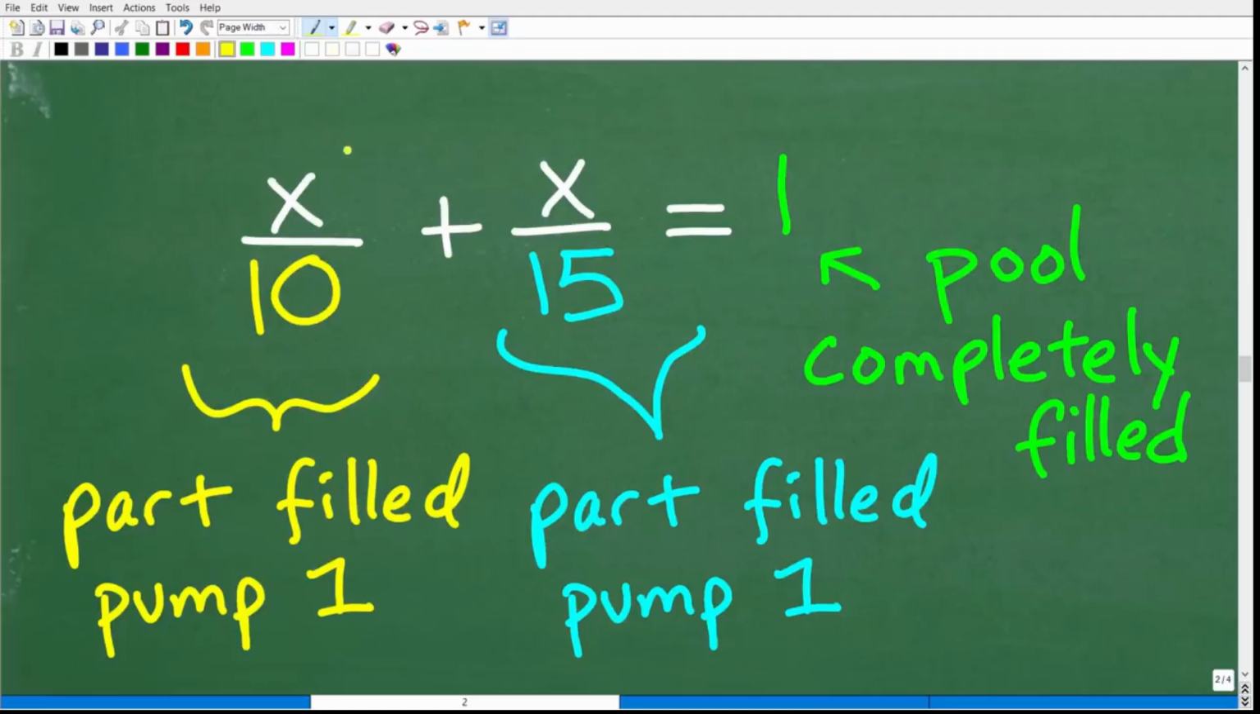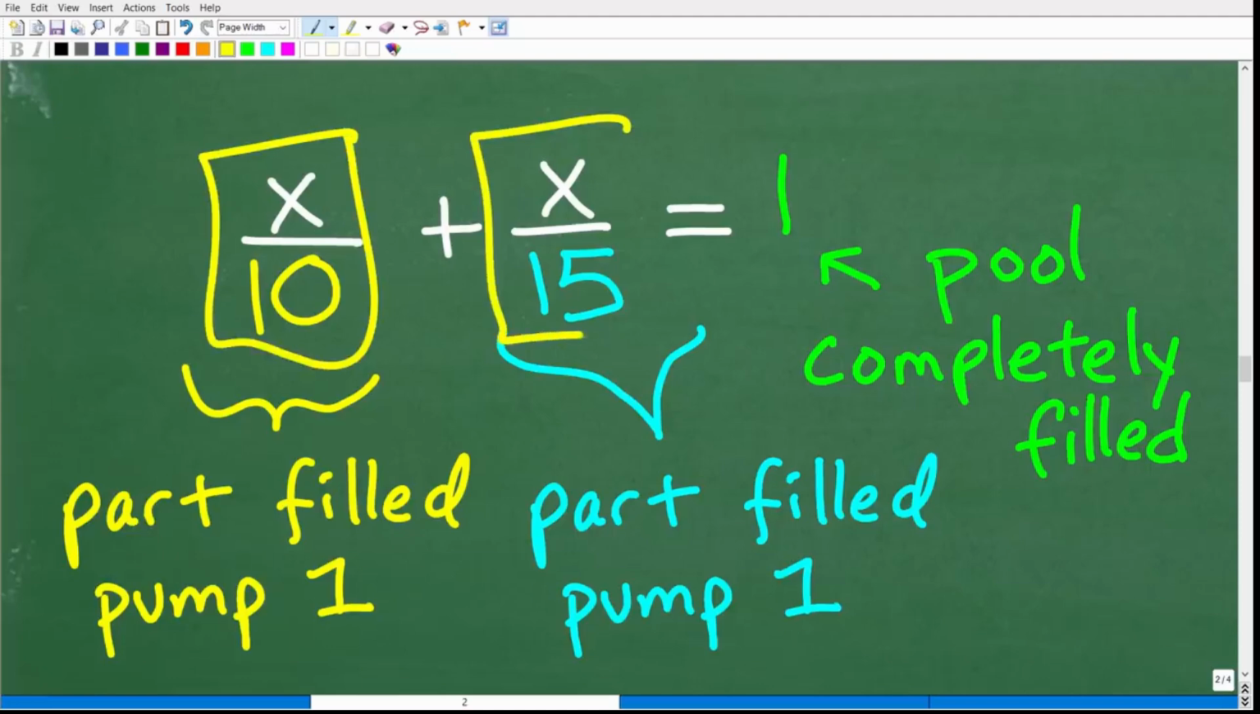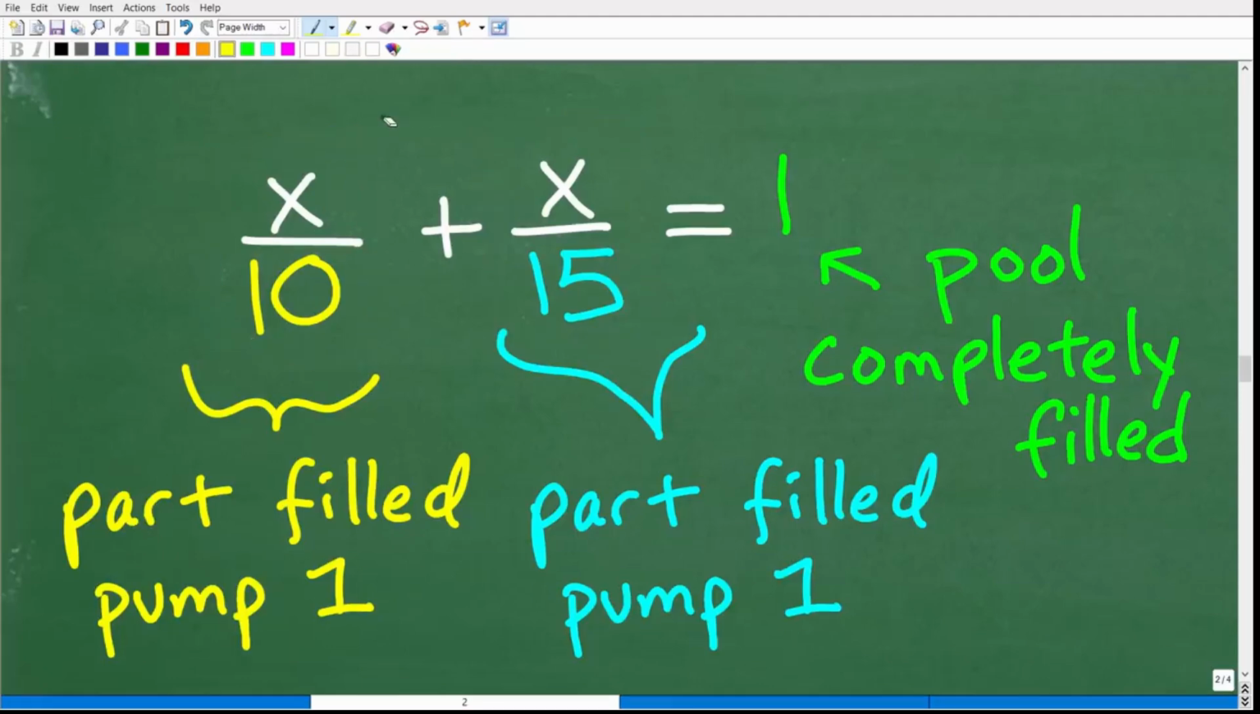But this pump is going to run the same amount of time because these pumps are obviously working together. So we're not talking about different times here. We're going to turn on both pumps simultaneously, and they're going to get the job done. So the x could be the amount of hours for this particular pump that can fill the pool in 10 hours. And this is the part for the slower pump that can fill the pool in 15 hours. And together they're going to get the job done.